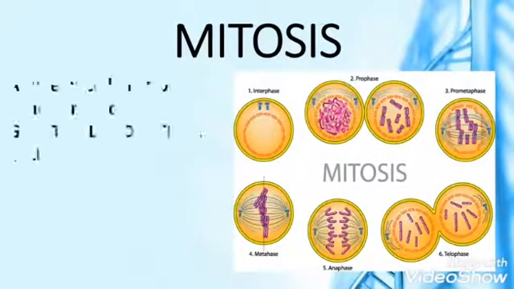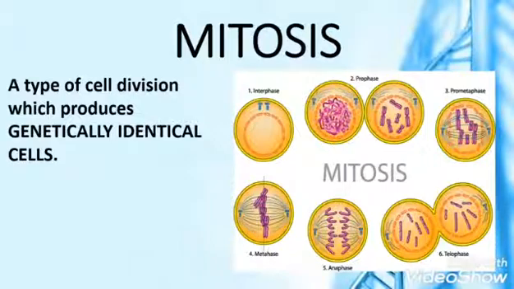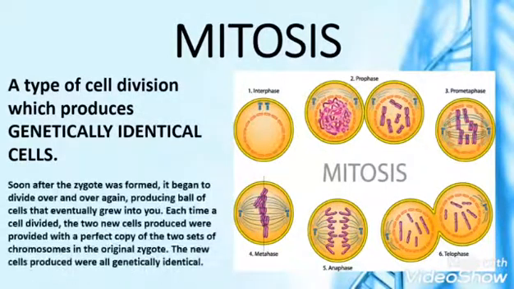Mitosis. Soon after the zygote was formed, it began to divide over and over again, producing a ball of cells that eventually grew into you. Each time a cell divided, the two new cells produced were provided with a perfect copy of the two sets of chromosomes in the original zygote. The new cells produced were all genetically identical. This type of cell division, which produces genetically identical cells, is called mitosis.